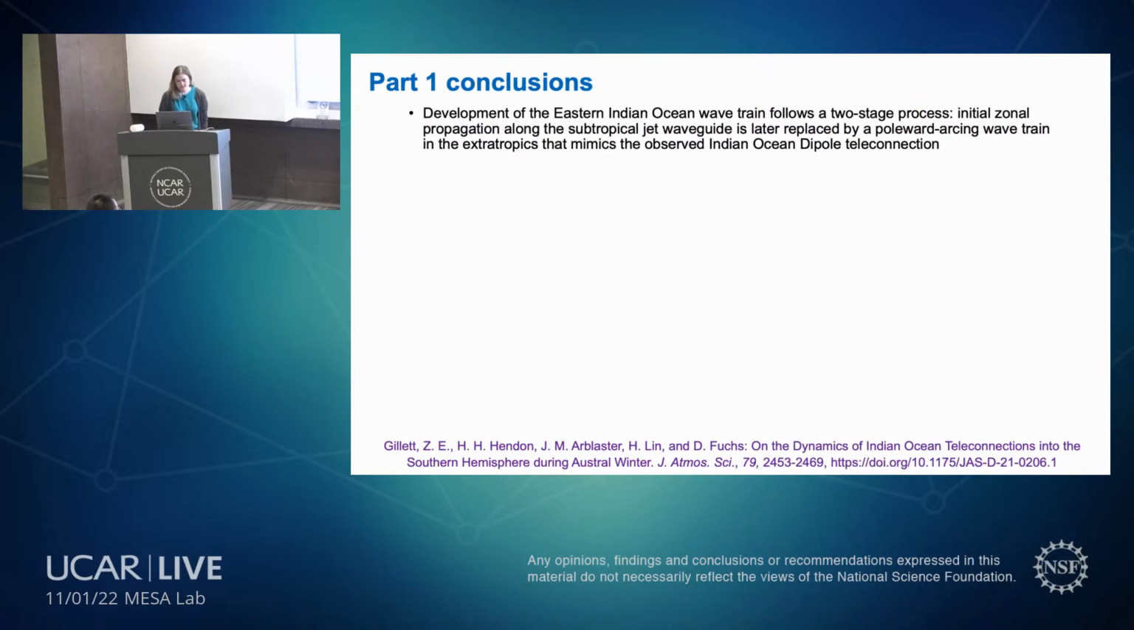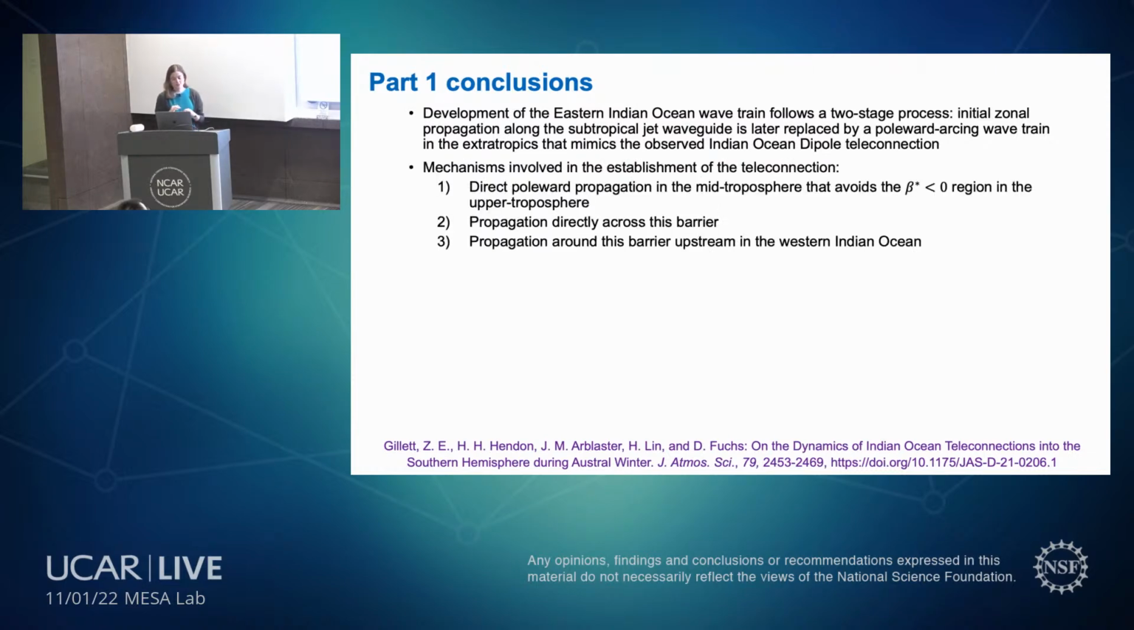So to summarize this first part of the talk, we've shown that the development of the Eastern Indian Ocean wave train follows a two-stage process. So we have this initial rapid propagation along the subtropical jet waveguide, and this is then later replaced by a poleward arcing wave train that resembles the observed Indian Ocean dipole teleconnection. We identified three possible mechanisms involved in the establishment of this teleconnection.